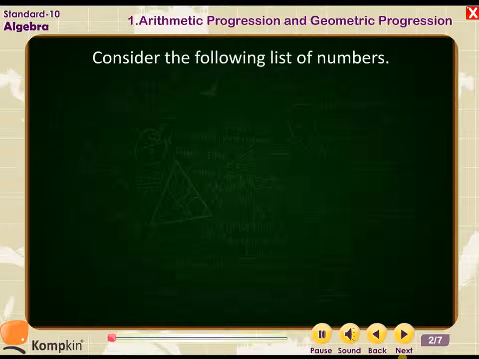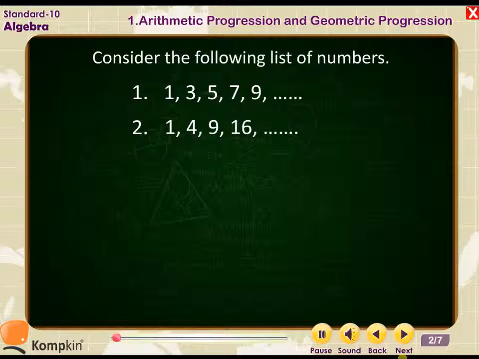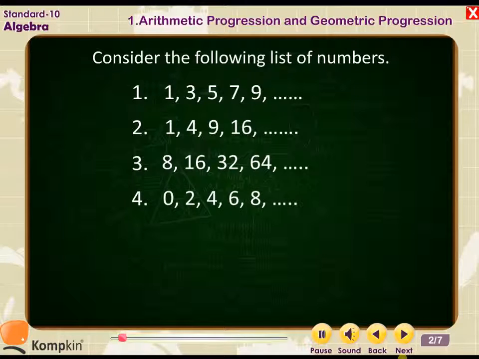Explanation. Consider the following list of numbers: 1, 1, 3, 5, 7, 9, and so on. 2, 1, 4, 9, 16, and so on. 3, 8, 16, 32, 64, and so on. 4, 0, 2, 4, 6, 8, and so on.